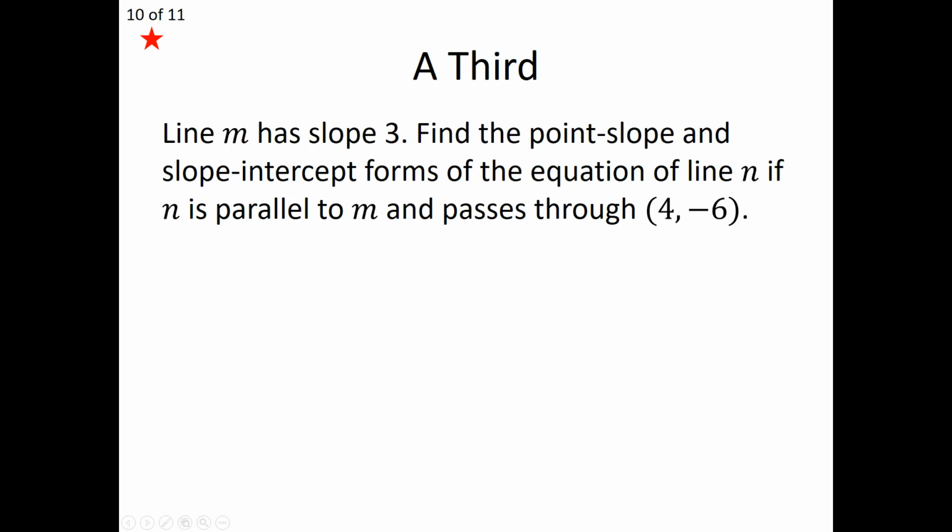Let's continue our journey on to just a couple more examples. Let's say we're given a slope of a line is 3. What we want to then find is the point slope and the slope-intercept form of a line, let's call that line N, that is parallel to the given line M, but it passes through a specific point 4, negative 6. In other words, we're given a line M, okay, so here's our line M, right here. But we want to find the equation of a second line, line N, that's parallel to line M, but it passes through the given point 4, negative 6.